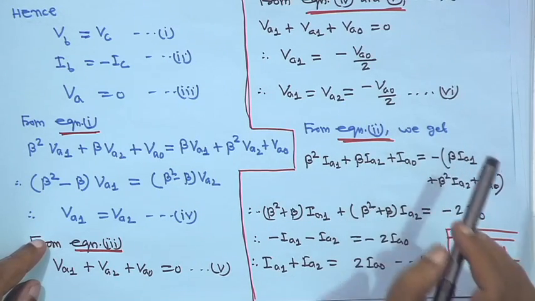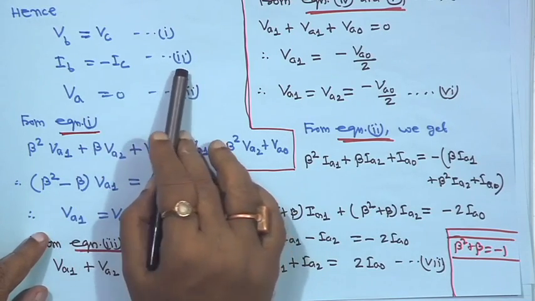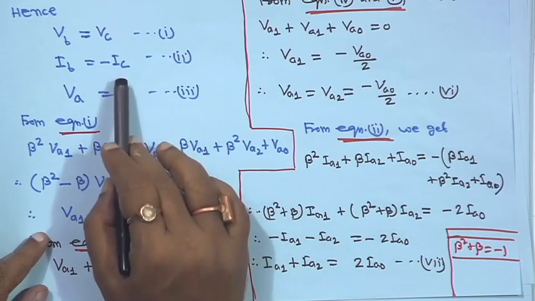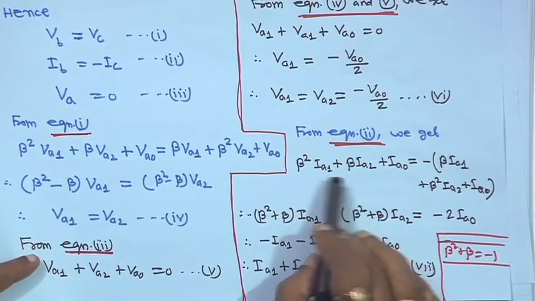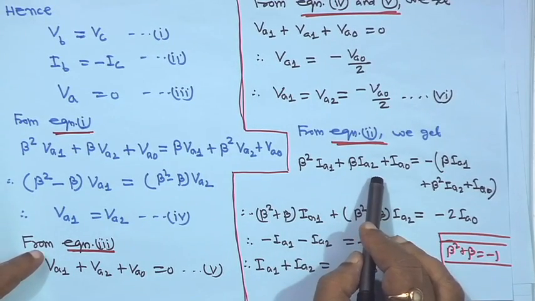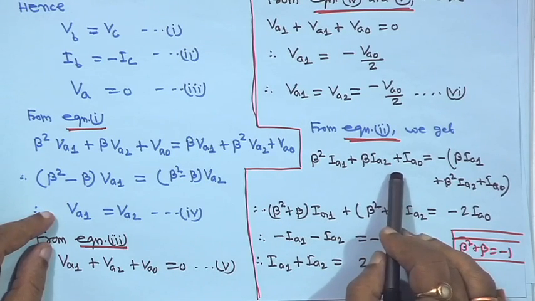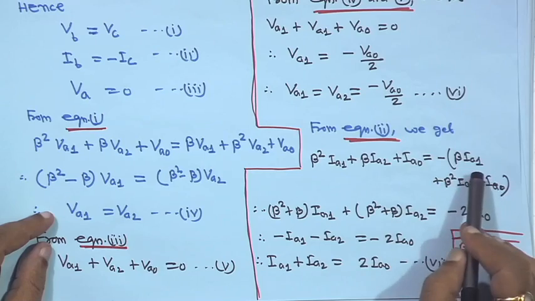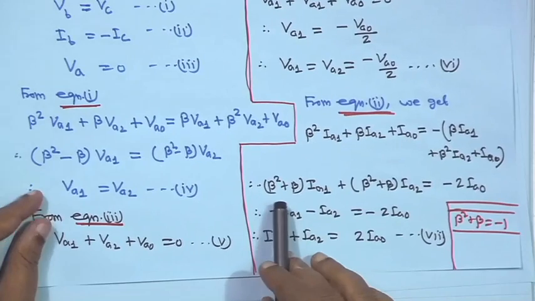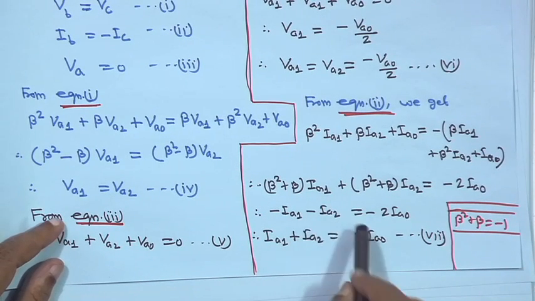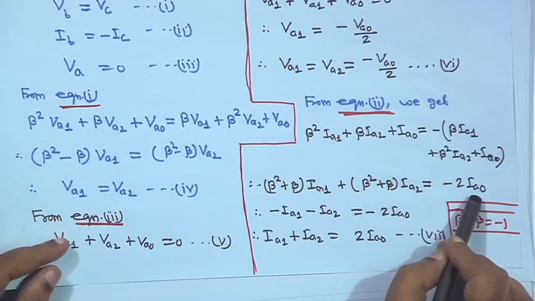Now, from equation 2, I B is equal to minus I C. What we have to do is that I B is equal to beta square I A 1 plus beta I A 2 plus I A 0, as we know from symmetrical components, is equal to minus (beta I A 1 plus beta square I A 2 plus I A 0). If you simplify, it will become (beta square plus beta) I A 1 plus (beta square plus beta) I A 2 is equal to minus 2 I A 0.